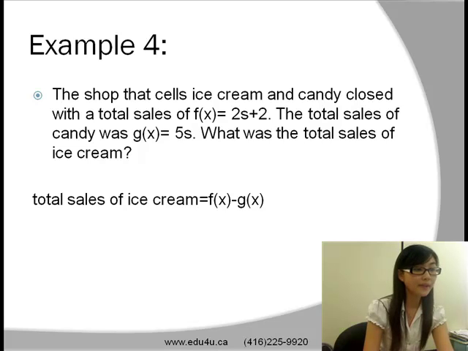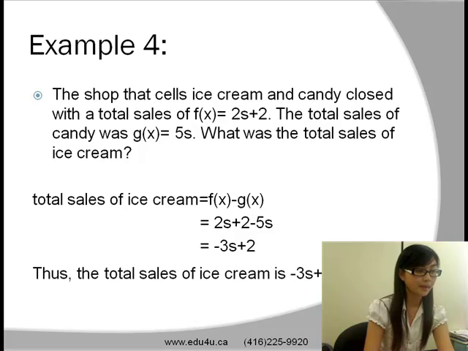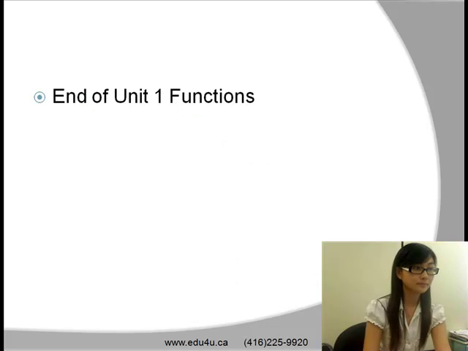Well, we know that the total sale of ice cream will equal the total number of sales minus the total sale of candy. That would be f of x minus g of x. We simply plug in the values, that would be 2s plus 2 minus 5s. We solve like we solved before, which is equal to negative 3s plus 2, and that will be the final answer. Thus, the total sale of ice cream is negative 3s plus 2.